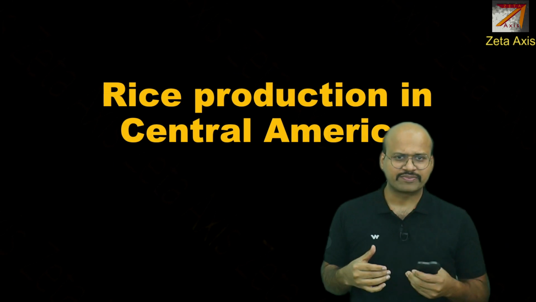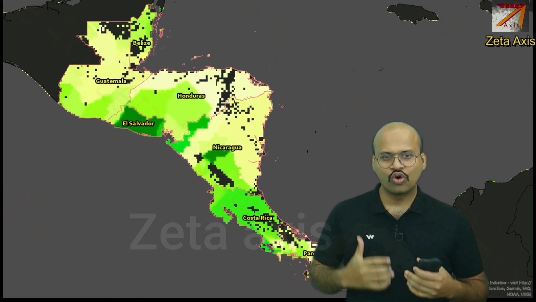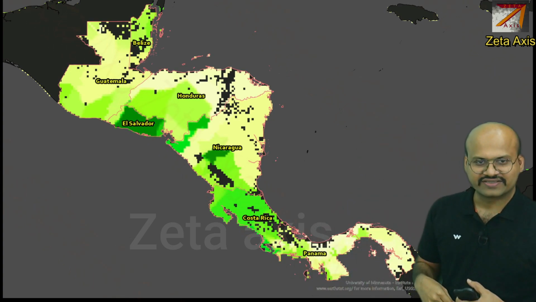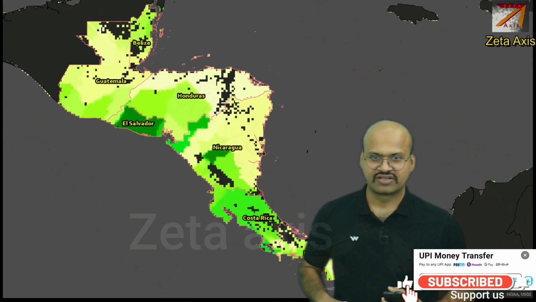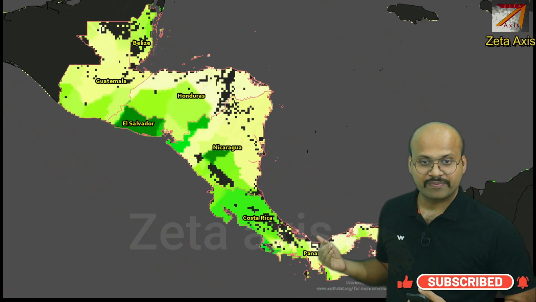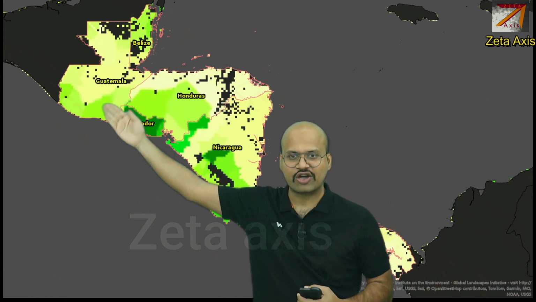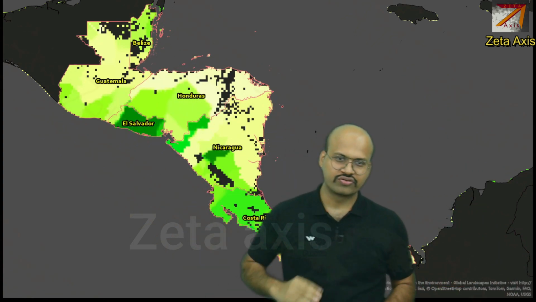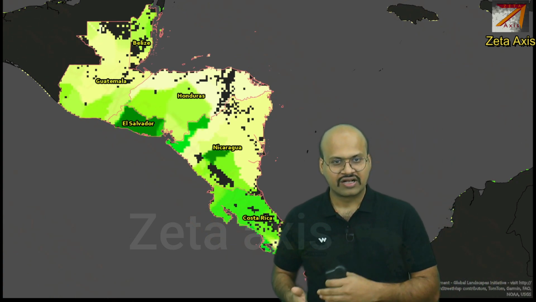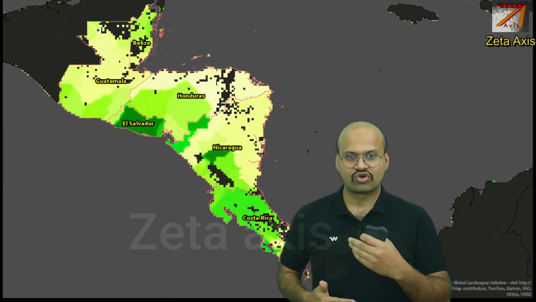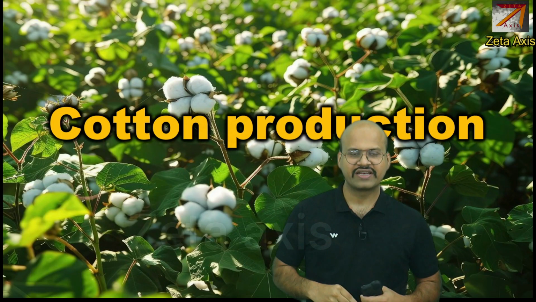Now let's see rice production in Central America. Here we can clearly see that the whole of Central America produces rice. So rice is a major crop in the Central American states. Almost each of these states, right from Panama, Costa Rica, Nicaragua, Honduras, El Salvador, Belize and Guatemala, all of them produce rice. However, because they are smaller countries, their production does not come in the charts for the top leading countries of rice production. Now let's see production of cotton in North America.